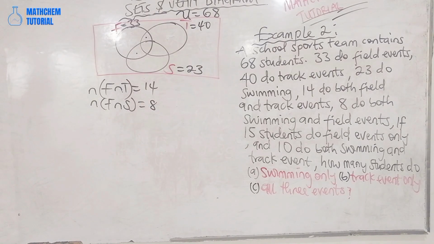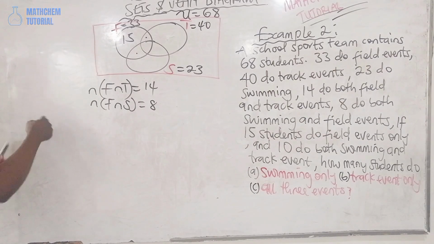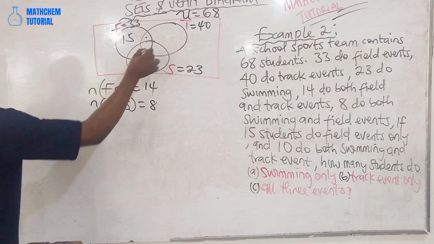Then they said 15 do field events only. Now look at this condition. So we have been told that 15 do field events only. So I will come here and write my 15 here, meaning that only field is standing for 15. So 15 students do field events only. Then the last one they said, 10 do both swimming and track event. So swimming and track event, this and this, that will be spotted here.